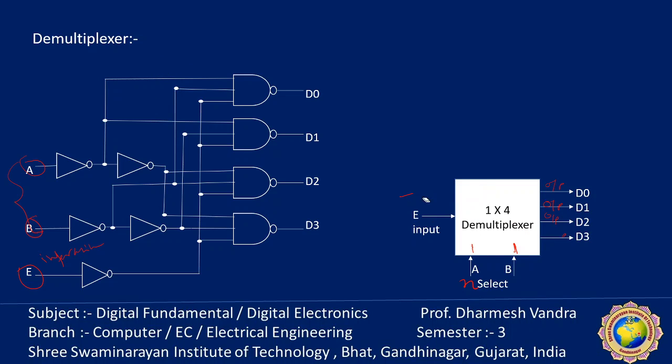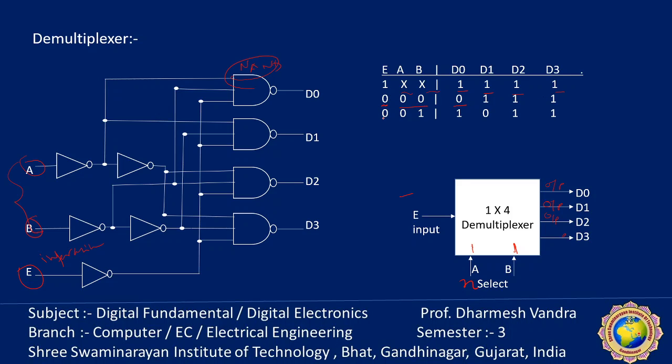Now the truth table of this circuit is, if E equals 1, then all outputs are 1, whatever the A and B. If A and B are 1 1, then D3 is equal to 1, remaining all are 0. Similarly, if E equals 0, because this is the NAND operation, then a particular line is 0, because AB is 0 0 equals D0, and remaining all are 1.